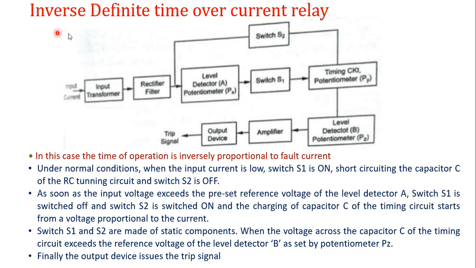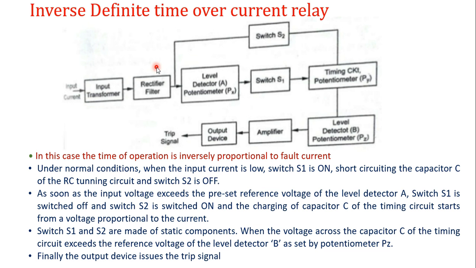In case of inverse definite time over current relay, the time of operation of the relay depends on the current value. If the fault current is very low, time of operation will be large. If the fault current is very large, the time of operation will be very small. As we know, if the fault current value is high, it may cause more damage to the system. So the fault should be cleared more quickly. So in that case, the time of operation is less. There is an inverse relation between the time of operation and the actuating quantity.